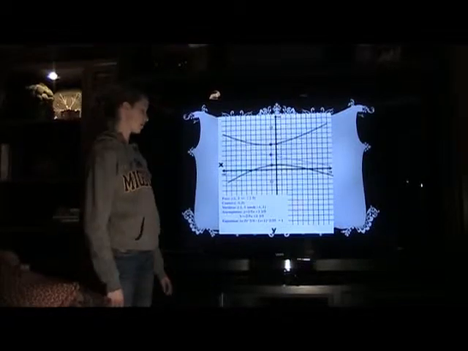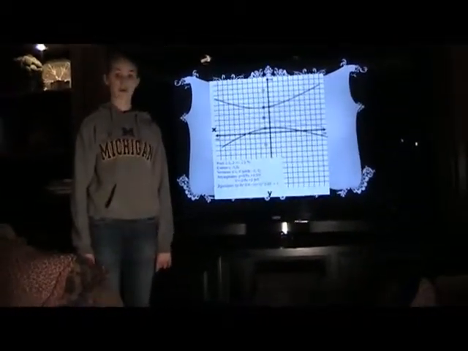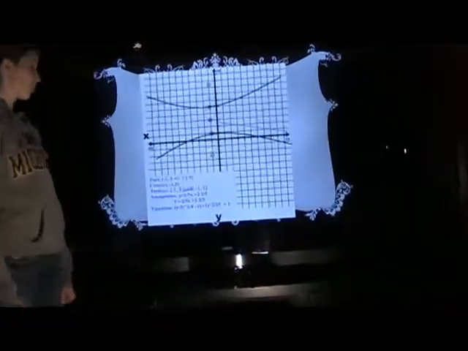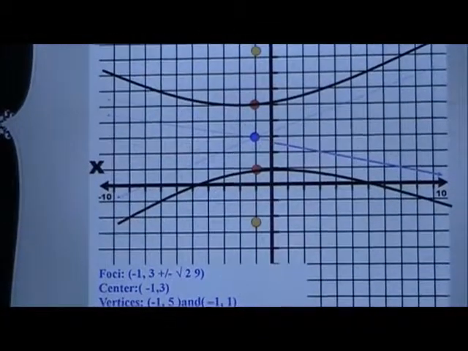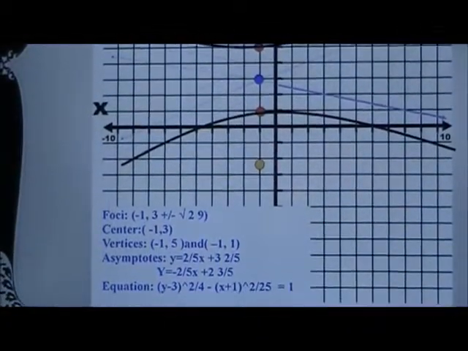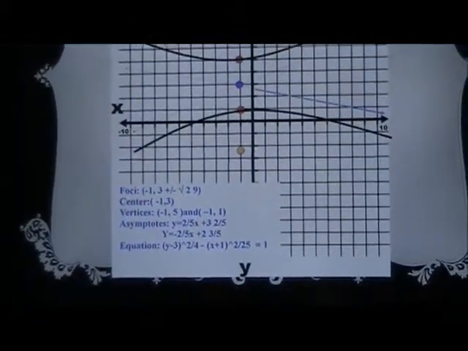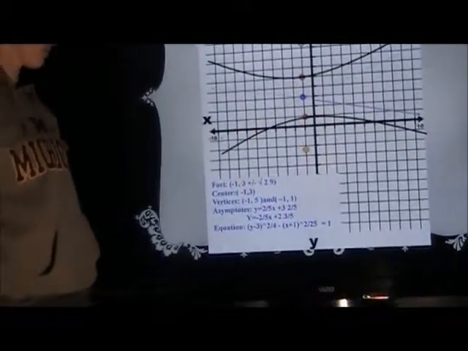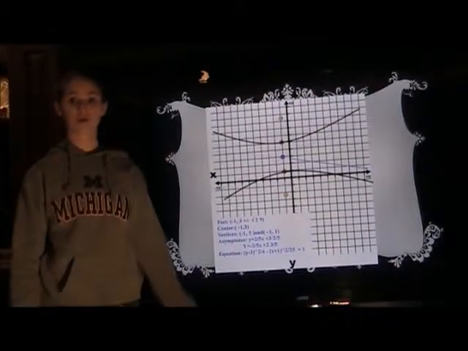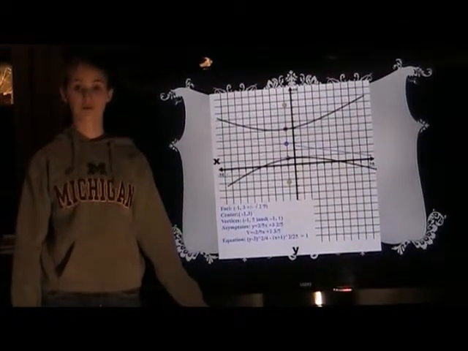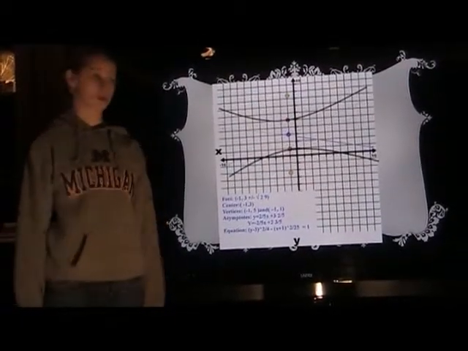The equation of this hyperbola is y minus 3 squared over 4 minus x plus 1 squared over 25 equals 1. We know this because the center is at negative 1, 3. The vertices are 2 units away from the center, so that means that a is 2, and a squared is 4. We also know that the asymptotes are plus or minus 2/5. That means that it's 2 from the square root of 4 over the square root of 25, 5. So b equals 5 and b squared equals 25.